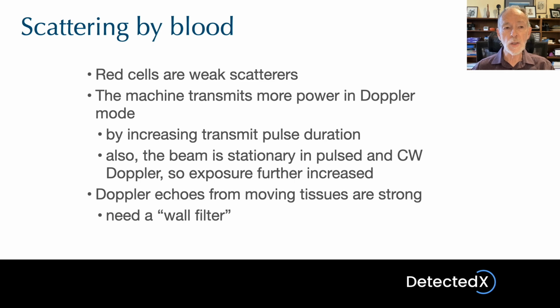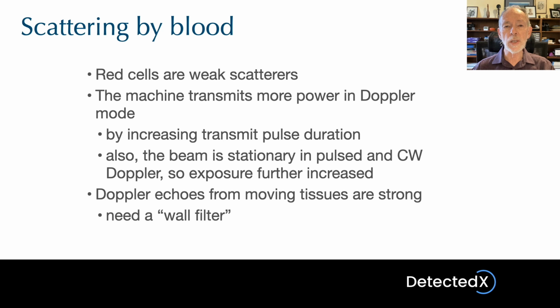Now, one other thing I need to talk about is the scattering of ultrasound by blood. We know from looking at grayscale images that blood is normally echo-free in an image. And so this indicates that the scattering from blood, which is almost entirely from the red cells in the blood, is very, very weak. To compensate for this, when the machine is making Doppler measurements, it increases the transmit power. So each transmit pulse has greater energy than for grayscale imaging.